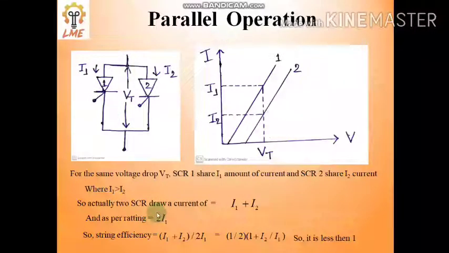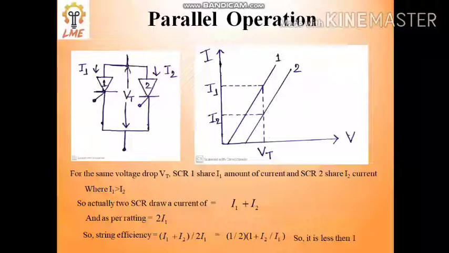But as per rating, for 2 SCRs, SCR 1 and 2, it is 2 into I1. So 2 into I1 is as per the rating. So this is the string efficiency, with this in the denominator and this in the numerator. By calculating the string efficiency by the previous formula, we got the same thing, which is less than 1. So that is the problem. So now what is the solution of this problem?